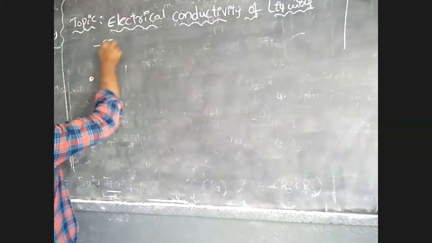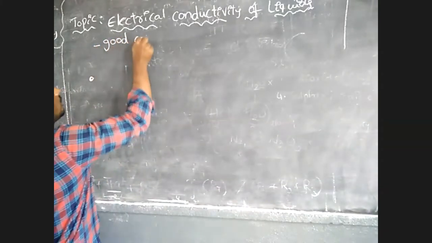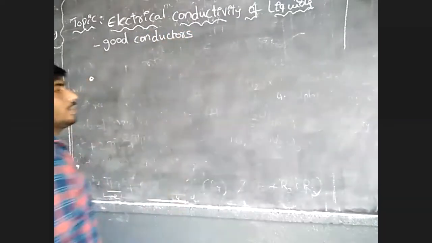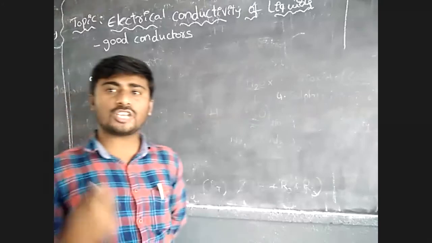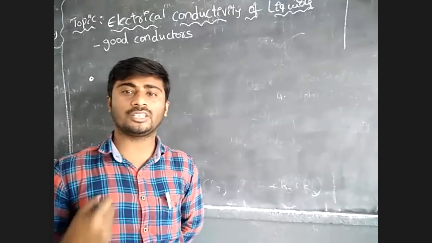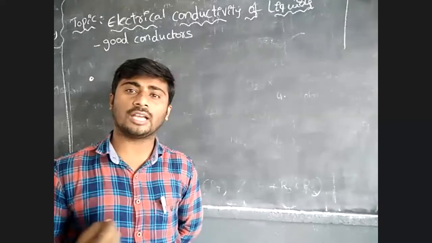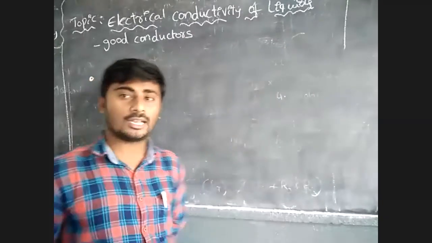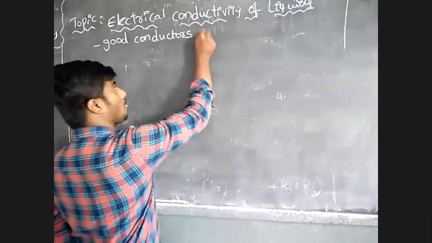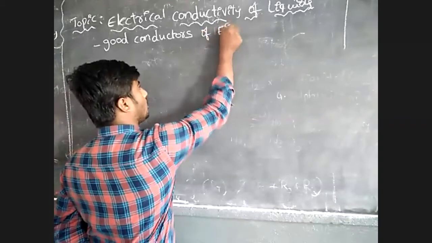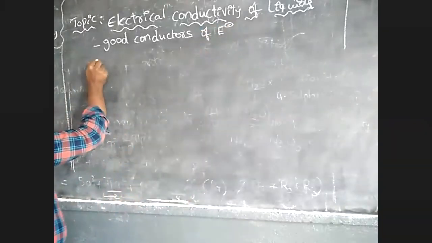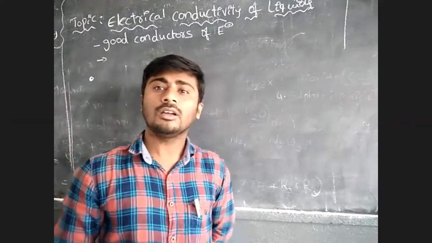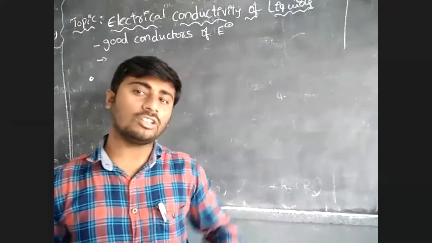They are good conductors. Good conductors are materials or substances which allow the electric current to pass. We call them good conductors of electricity. Okay now. At the same time, if we observe the chalk piece, plastic and rubber, these materials do not allow the electric current.